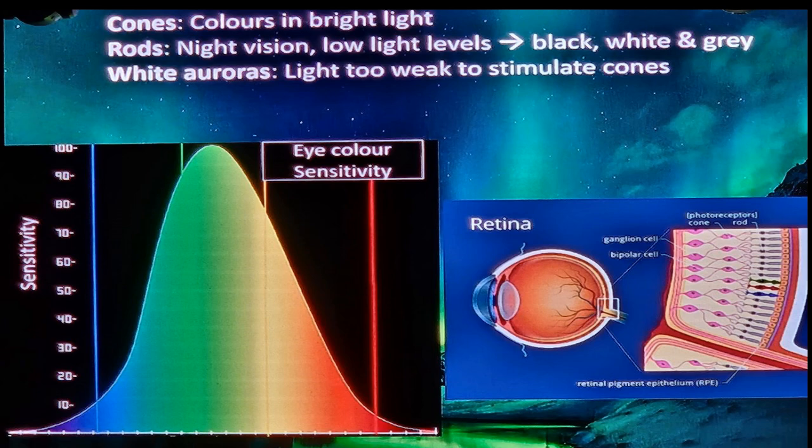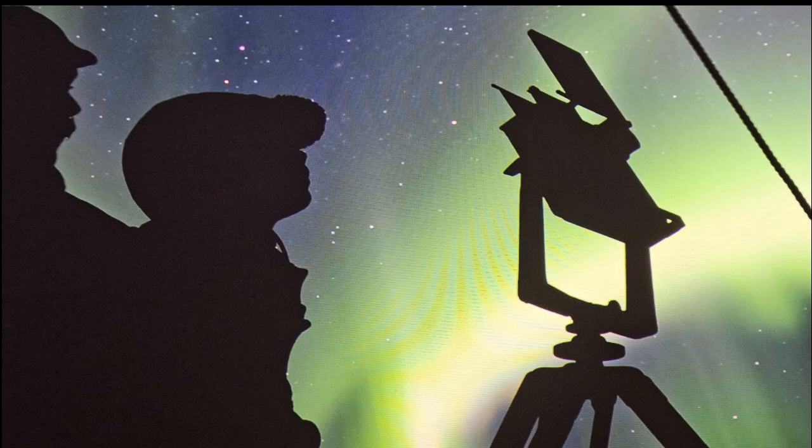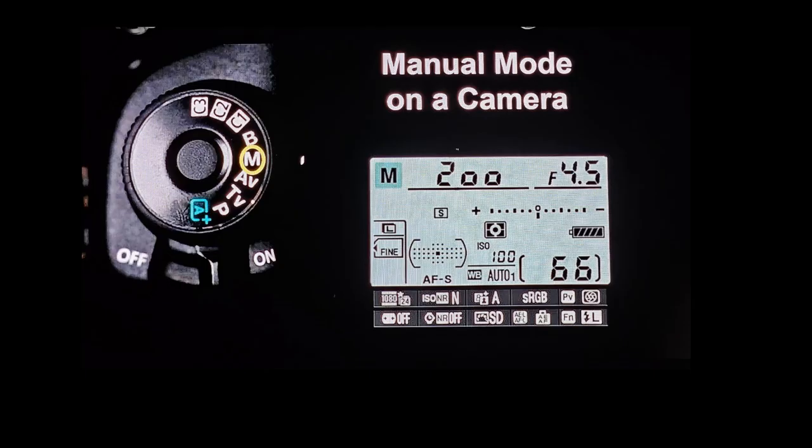The naked eye will not always perceive the full intensity and beauty of the aurora. The best way to view the northern or southern lights is with a camera. A manual setting is always recommended.